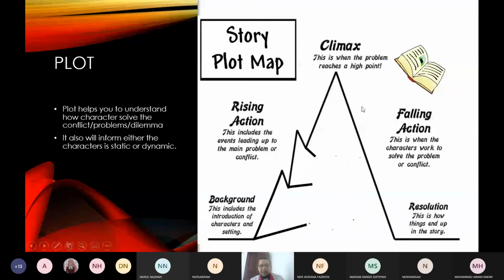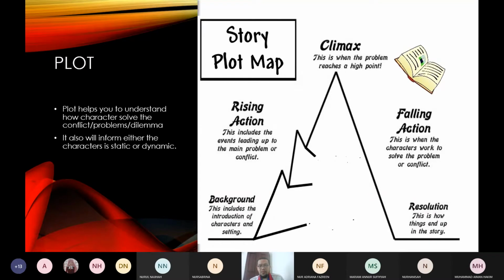Ini I think kalau you familiar, dia ada background, dia ada introduction kat sini, rising action, and then we have climax, we have falling action, and we have resolution. Alright, selalunya dia akan starting dengan introduction of character and setting. Alright, and then leading up to the main problem ataupun konflik, konflik akan start kat sini, rising action. Lepas tu climax, this is when the problem reaches a high point.